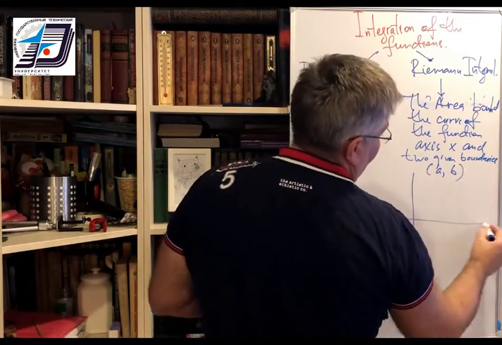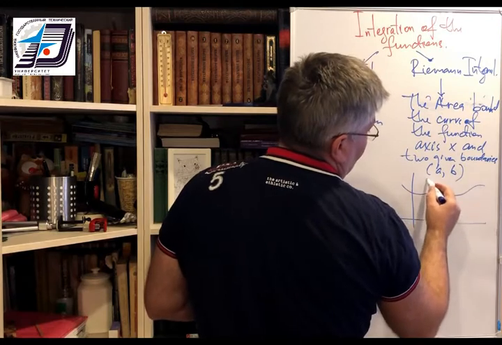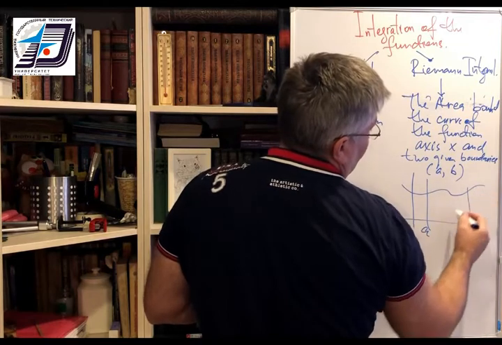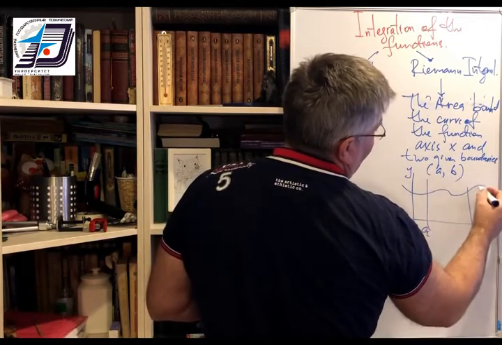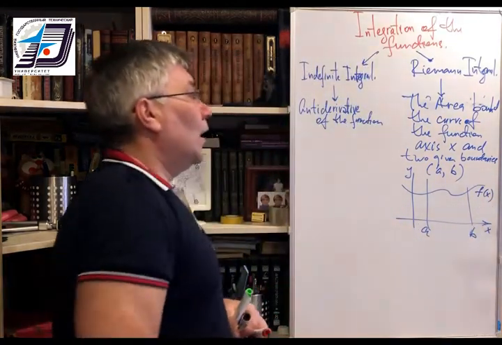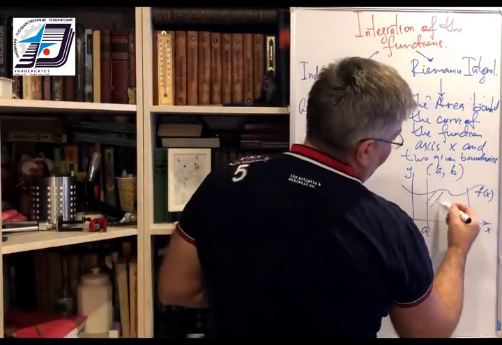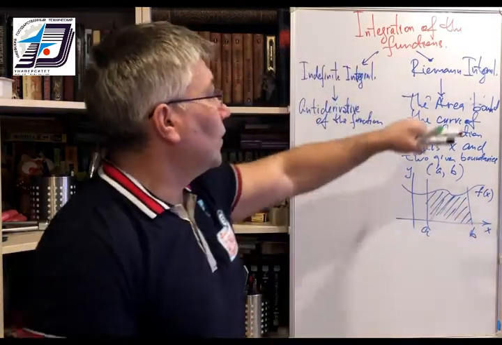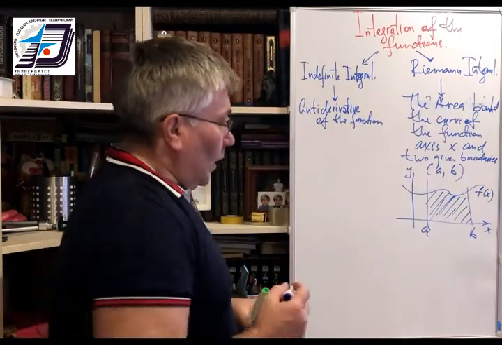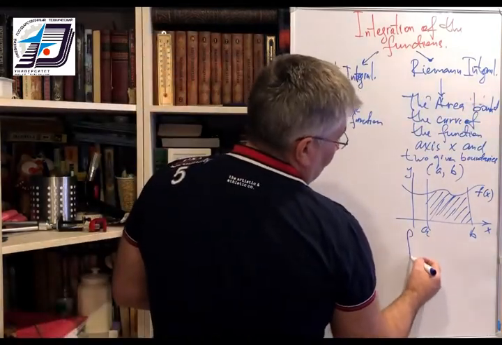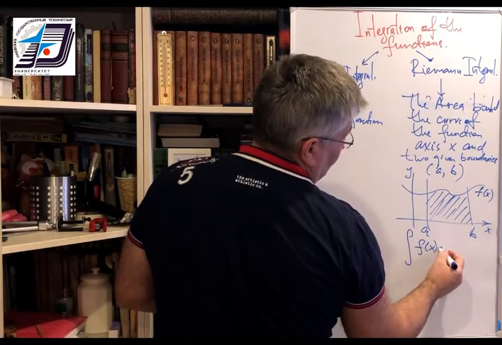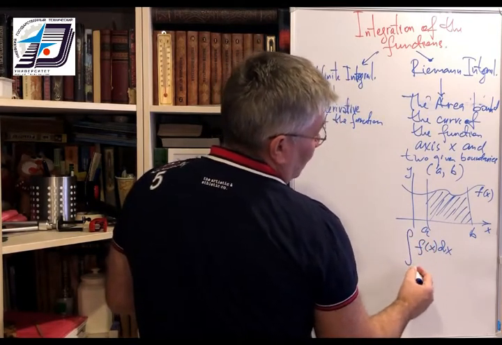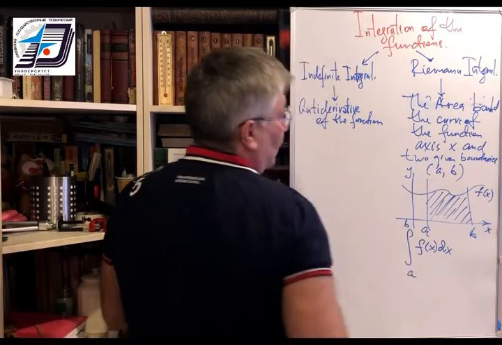And here I give you some scheme. Here you have A and B boundaries, axes x, y, and the f of x function. This shaded area you can calculate if you calculate the Riemann integral, which is denoted like this formula: integral of f of x dx, with this special sign of integration and a and b boundaries.